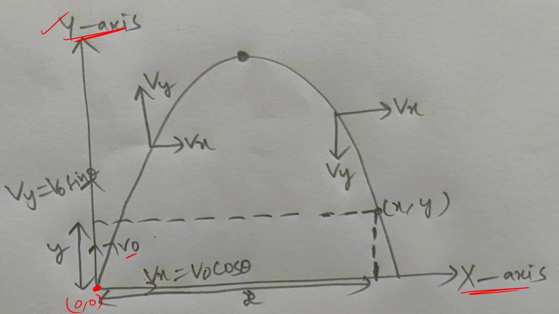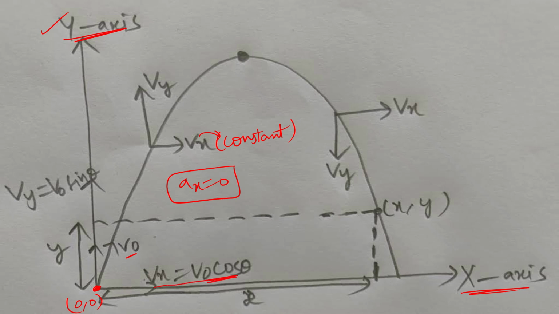Because there is no acceleration in the horizontal direction, ignoring air resistance, the horizontal velocity, Vx, remains constant throughout the entire flight. You can see this labeled on the diagram. We define this initial horizontal component as Vx is equal to V0 cos theta.